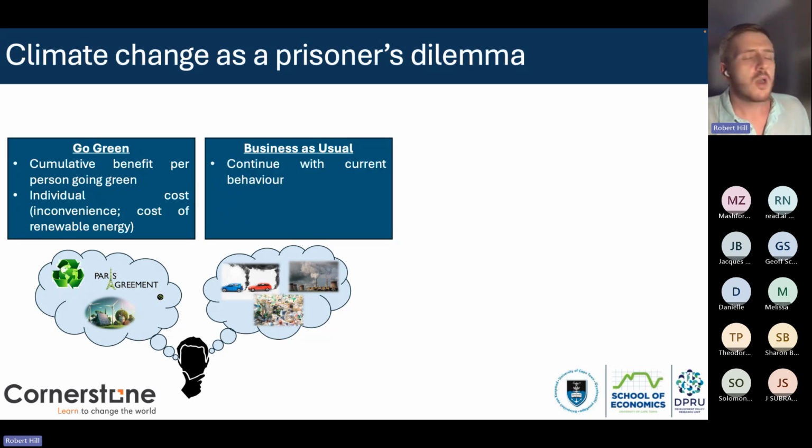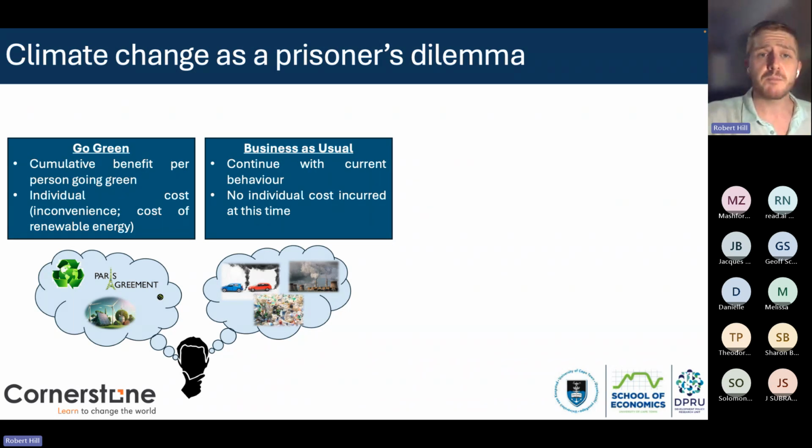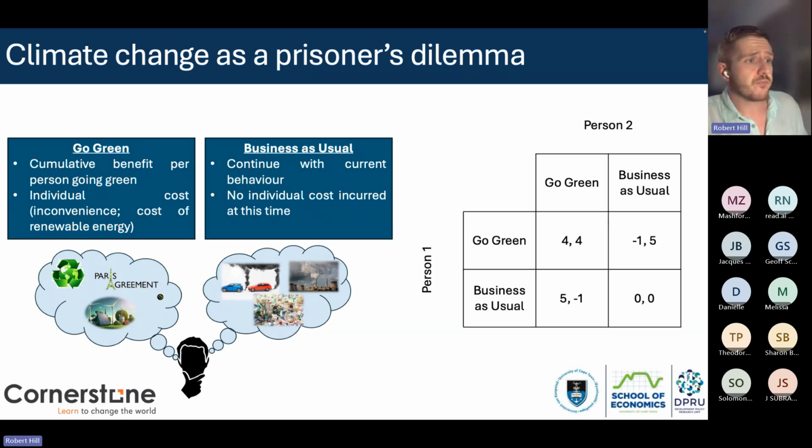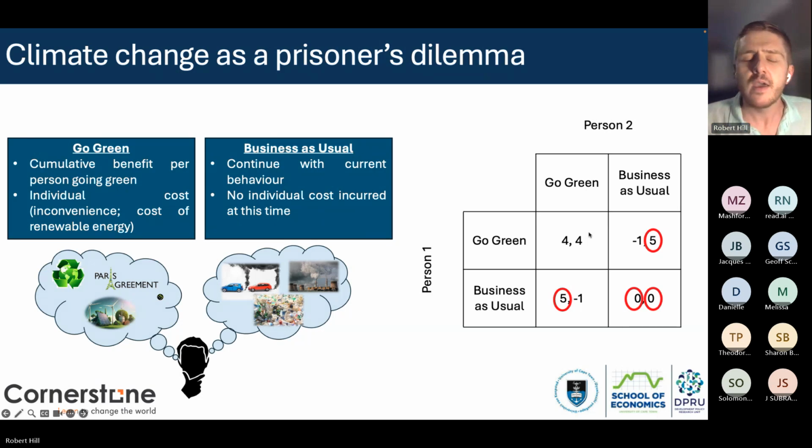Whereas business as usual means you continue with your current behavior, and there's no individual cost that is incurred right now. Yes, there might be a cost in the future, but it's not really occurring right now. So this would then give us a game table that looks something like this, and we'd be able to see, oh, actually, solving for our Nash equilibrium, the Nash equilibrium would be business as usual, even though the best outcome would be go green, go green. And this might explain to us why we haven't seen more of a move towards greening the economies over time, is because there's just this individual cost that is associated with going green.